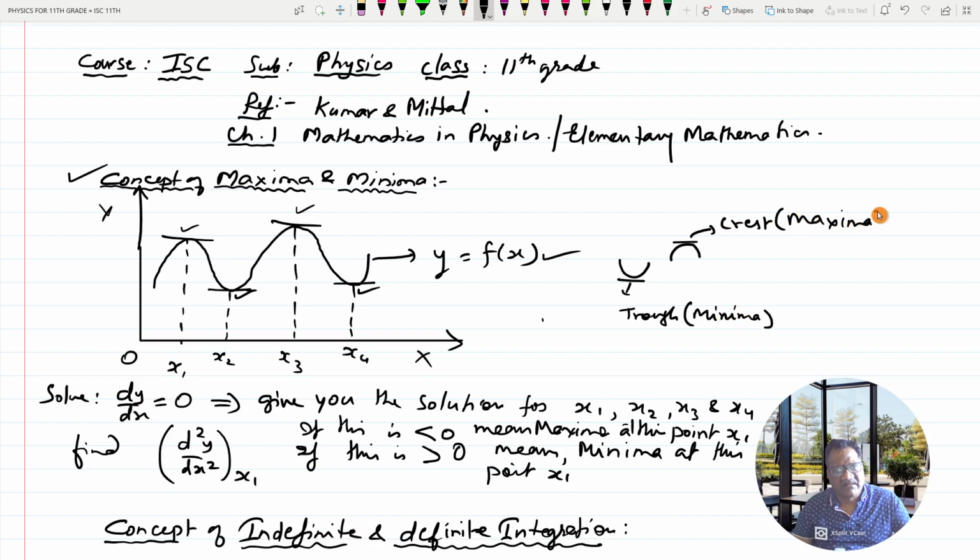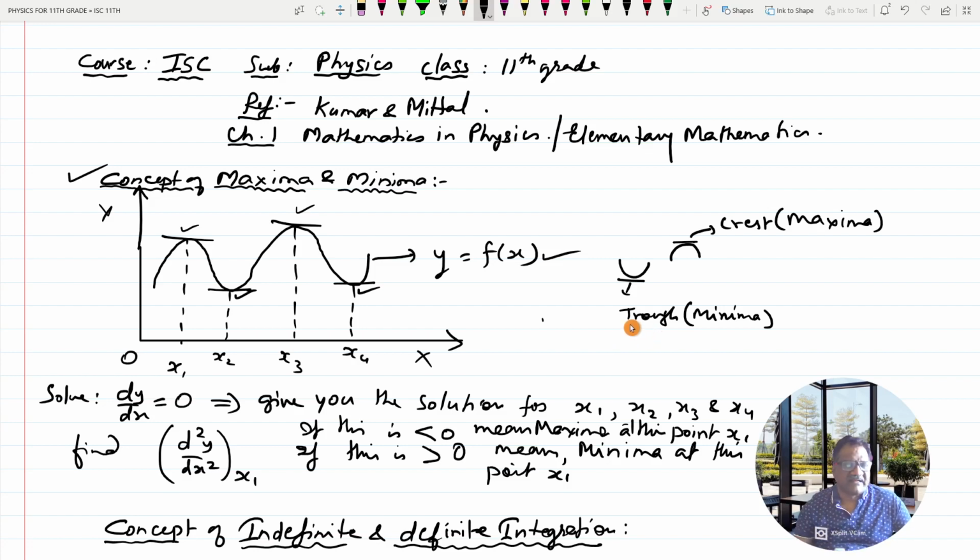The other way of understanding it in layman's language is that wherever you get the top of a mountain type of structure, those are known as maxima. And if you get the bottom of a valley, then those are known as minima. That way also you can understand, right?